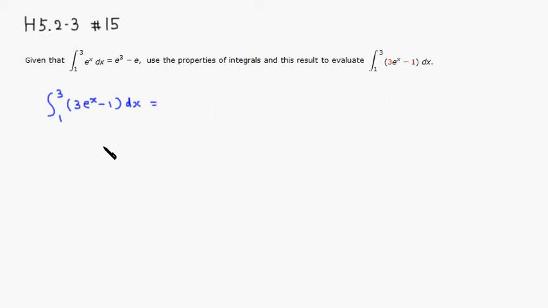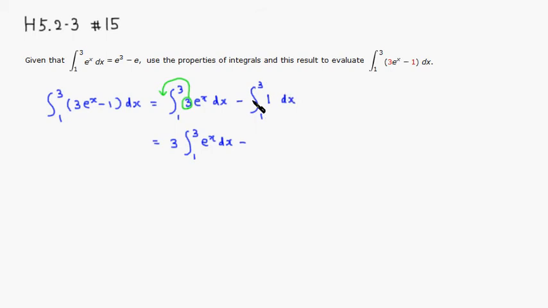Then, since we have a subtraction, we can split it, so you can write it as the integral from 1 to 3 of 3 e to the x dx minus the integral from 1 to 3 of 1 dx. Another thing we can do, since we have a constant here, is put it outside. So 3 is outside, times the integral from 1 to 3 of e to the x dx, minus.